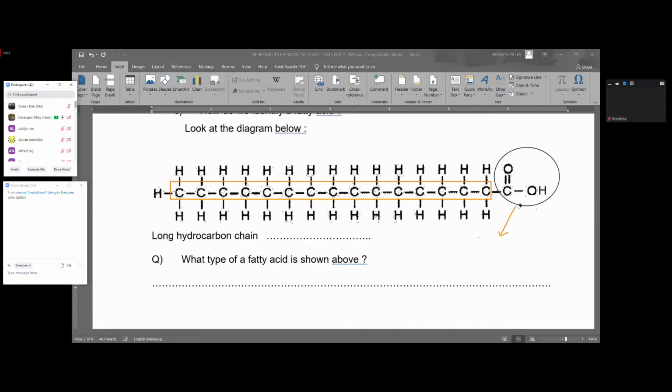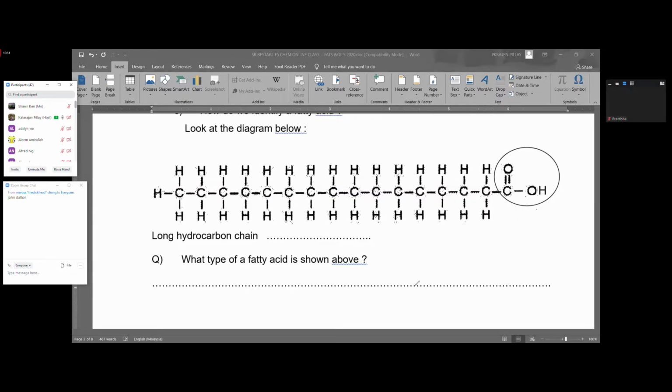Long hydrocarbon chain, carboxyl group. So I circled that carboxyl group. So it's a saturated fatty acid. Okay? All right. Can I clear the drawing? Okay, we'll go to the next part. Wait, let me just remove this first.